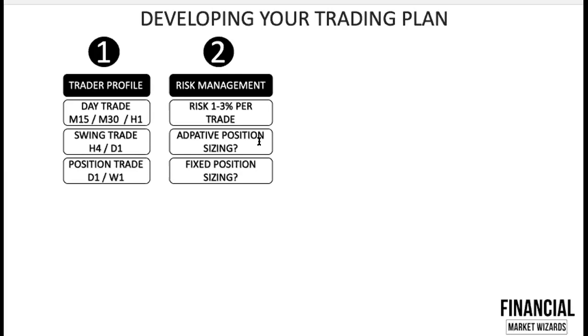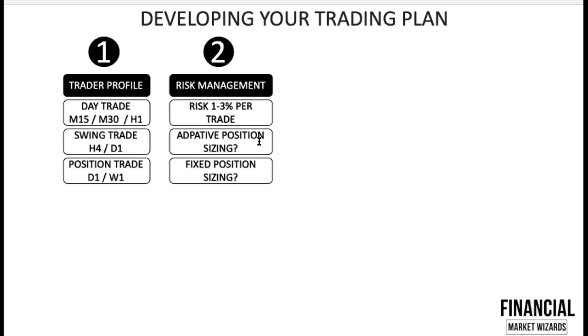So what's the difference? In adaptive, let's say every trade you risk $100, and it considers that each trade has a different stop loss. Maybe this trade you have a 30 pip stop loss, and the next trade a 100 pip stop loss. Of course, if your stop loss is wider, then you're going to have a smaller position size.